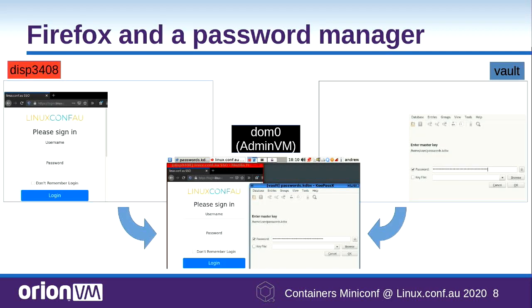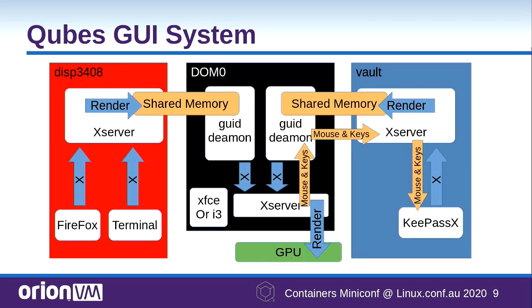For example, if we actually want to go to that website over there, someone has to do some typing. So the way that happens is that your mouse, the Xserver inside DOM0, will know where your mouse is. And based on that, it will focus in on whichever window that you're mousing over.